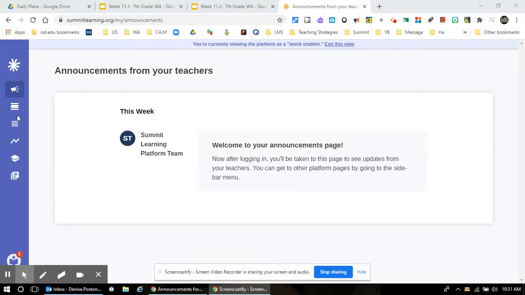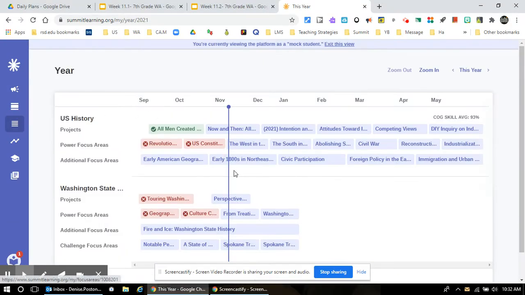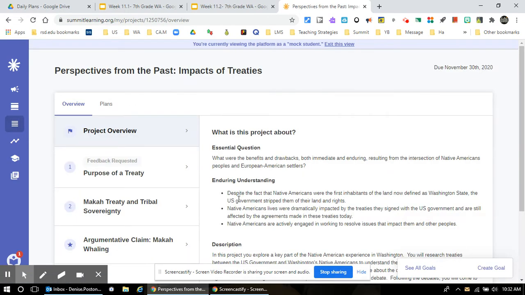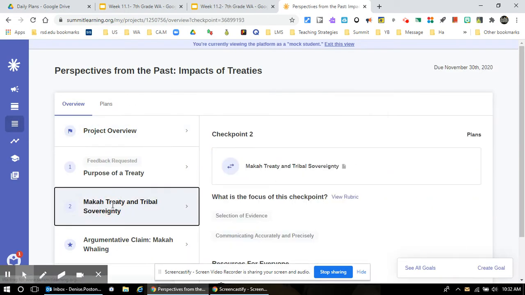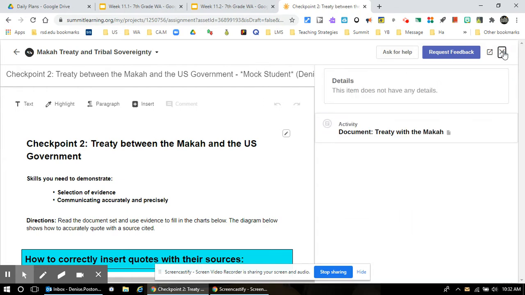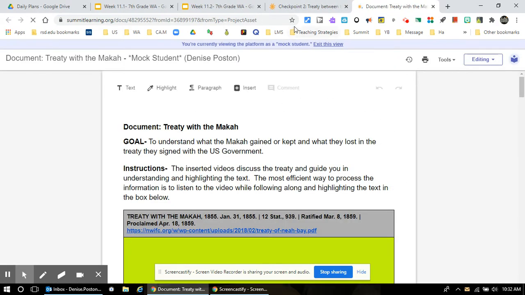All right, to do checkpoint 2, you need to go to your year view and open up your project. From your project, you need to go to checkpoint 2, and you'll want to open up the checkpoint itself. Now, from the checkpoint, you can get to the document a couple different ways. One of them is to go over to the clipboard and open it. This will keep it in another tab, which is great.